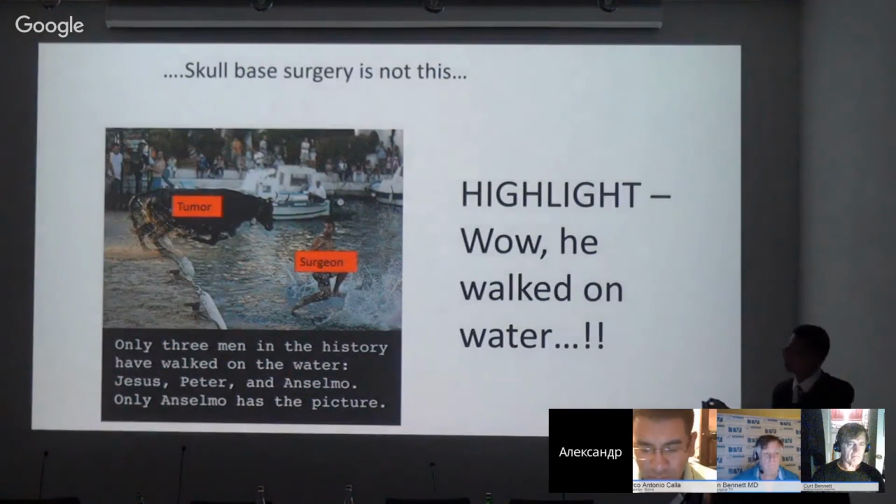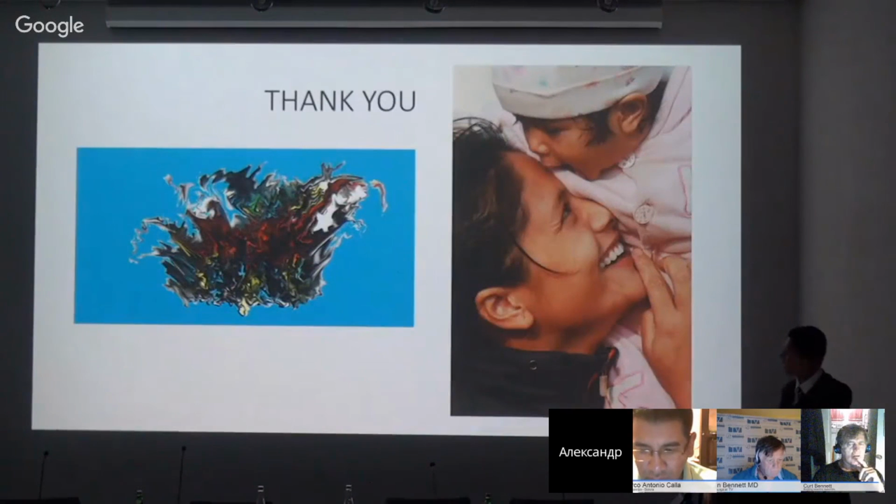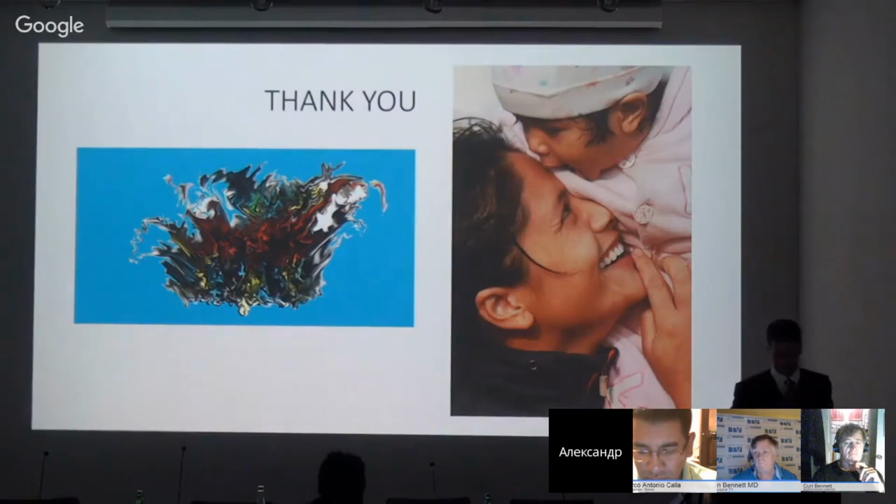And I always like this picture a lot, because at the end of the day, we show a scan and people say, oh my God, wow, you've done this. But this should not be the picture. You should not have a tumor chasing you to walk on water. I mean, if you're walking on water, walk on it calm and quiet, okay? You should not have a situation where the tumor chases you and you have to walk on water, okay? Thank you.